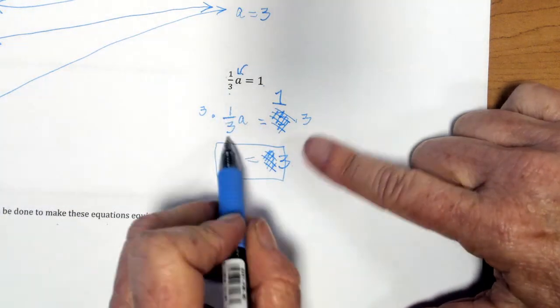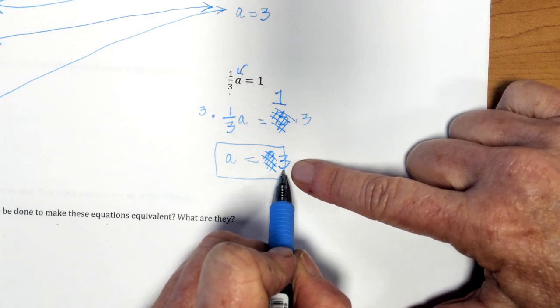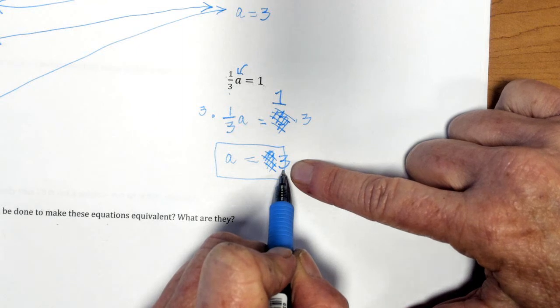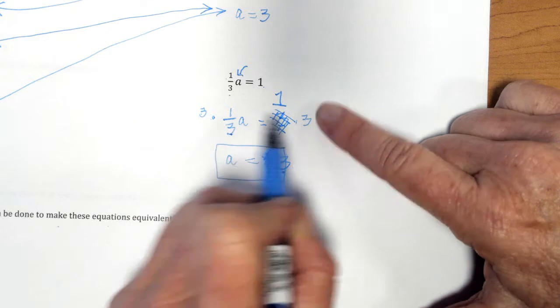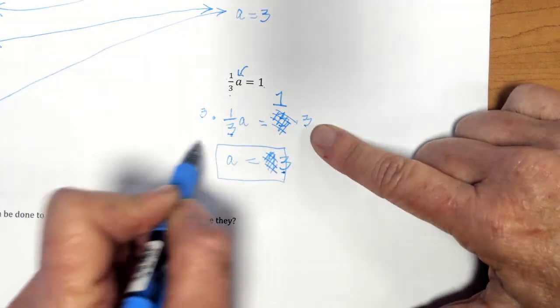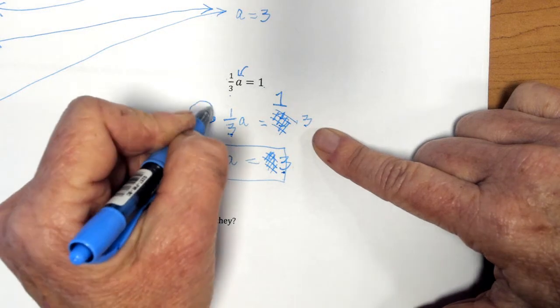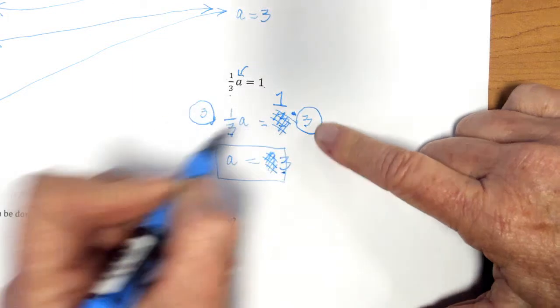Well, if I take 1/3 of 3, 3 cut up into 3 equal spaces is 1, right? So 3 times 1/3 is going to be 1. So I can multiply both sides by 3. What was my move? My move was to multiply both sides by 3.